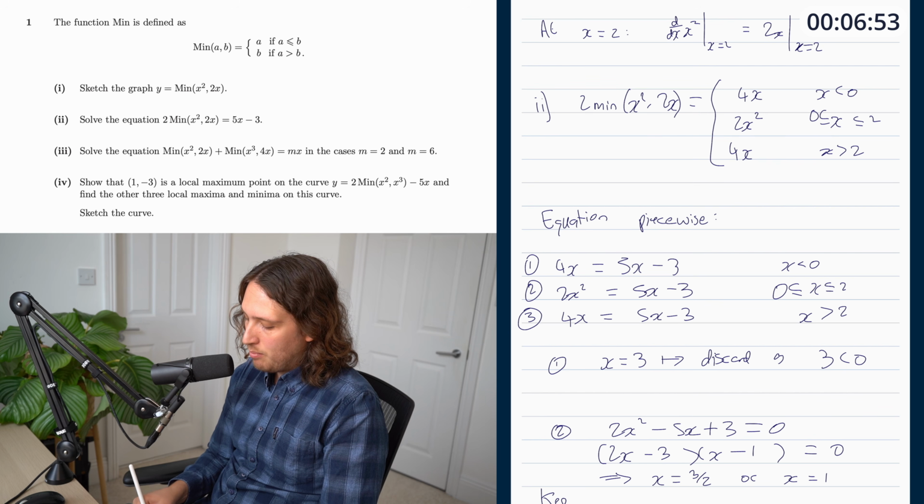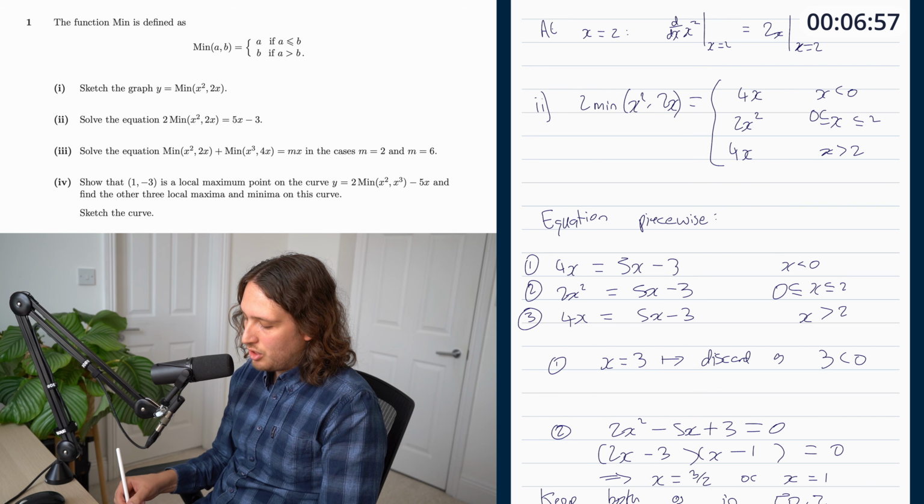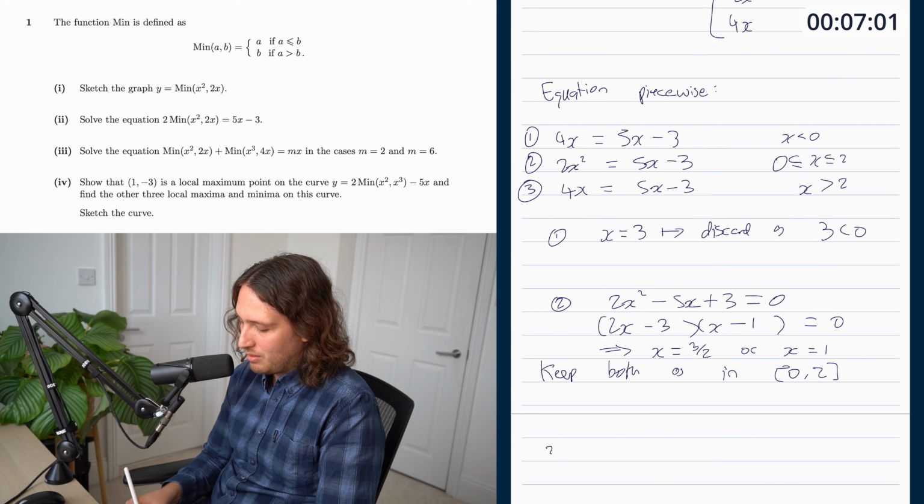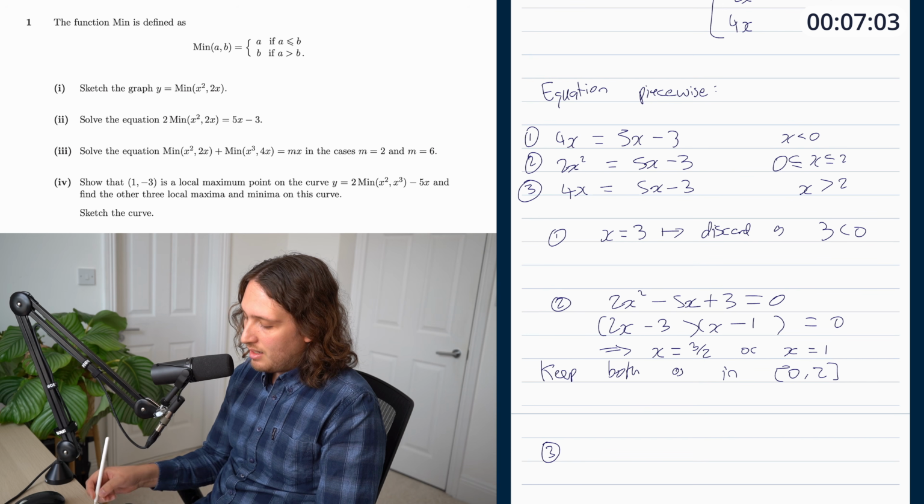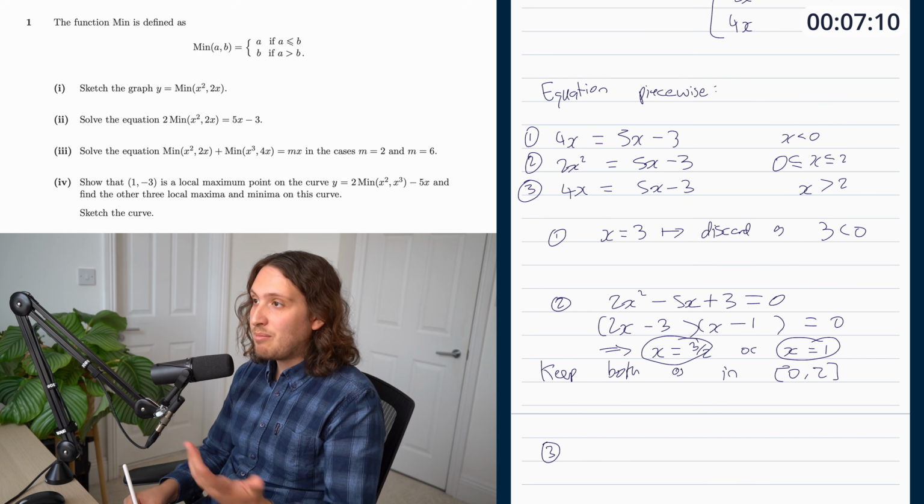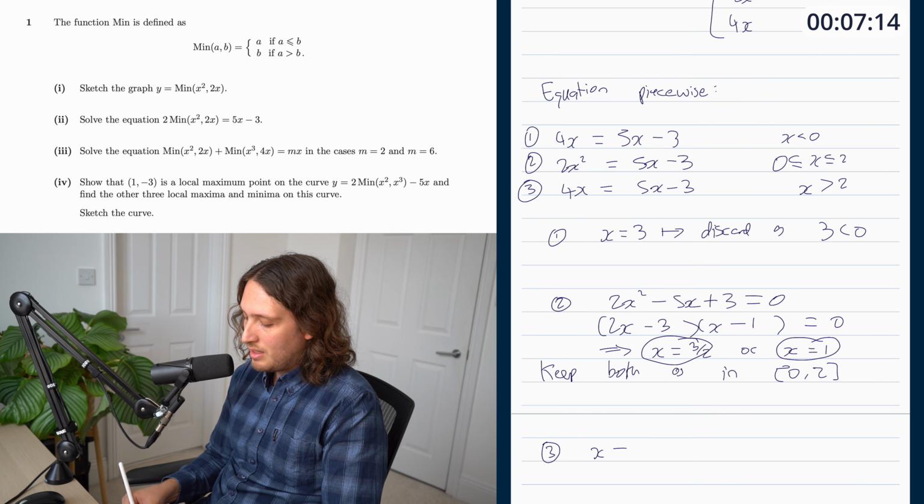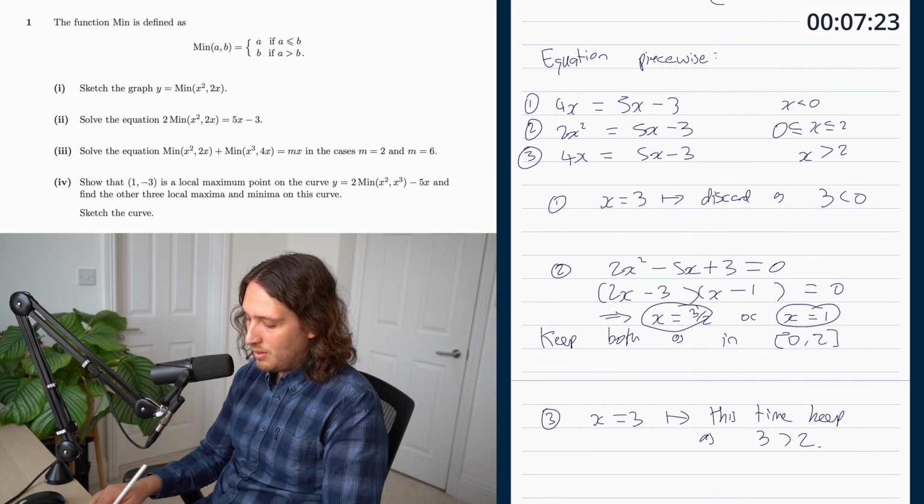And I keep both as they are in the interval 0 to 2. Even though I'm not discarding them, I still need to make sure I tell the reader that I've actually done the check. I'll circle these so I know in a minute to come back and collect them. Case 3 is actually the same equation as case 1, just on a different domain. So that gives me x equals 3, and this time I keep it as 3 is bigger than 2.